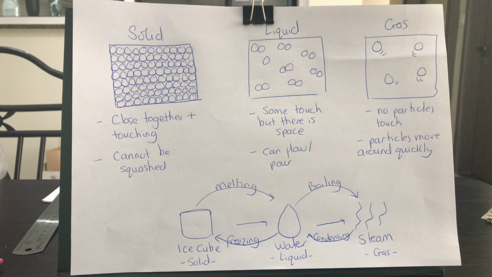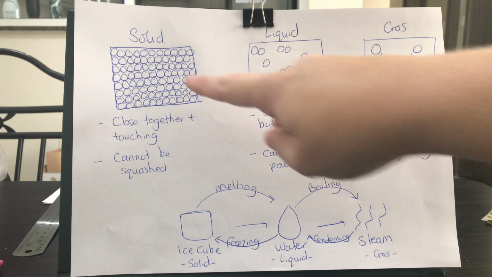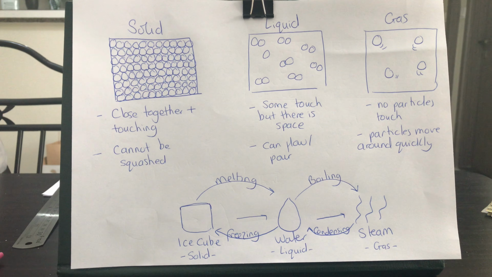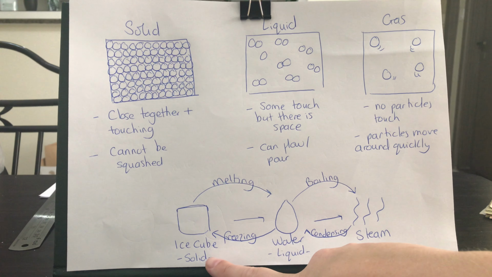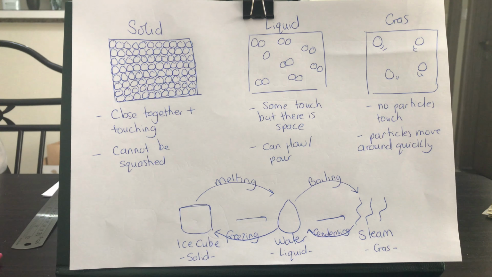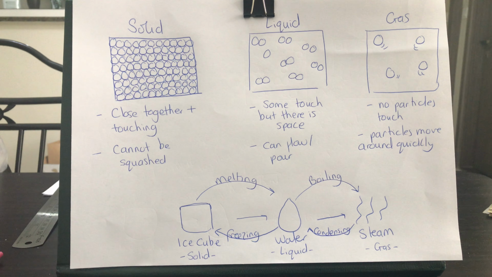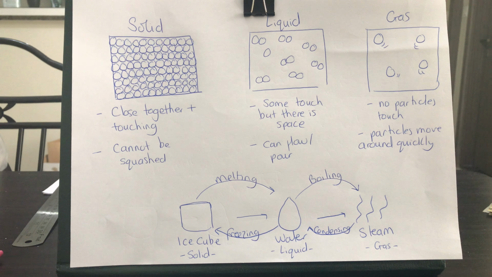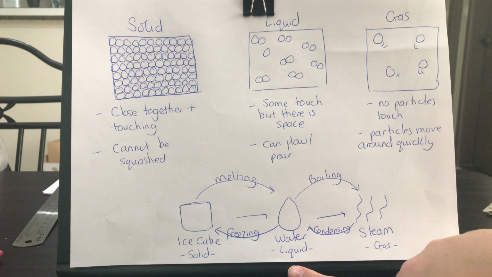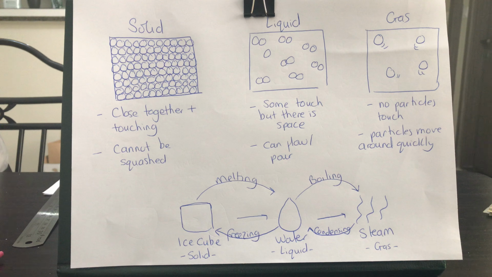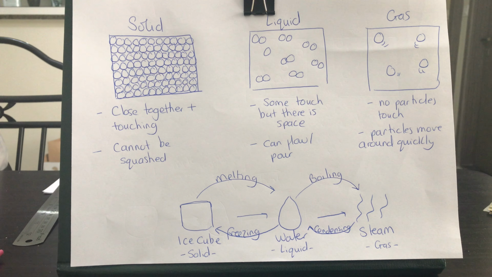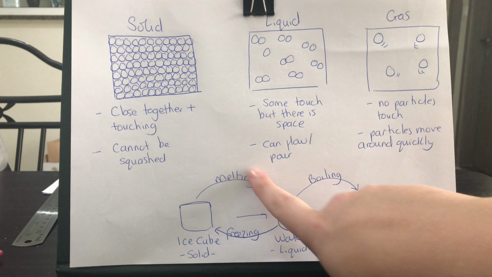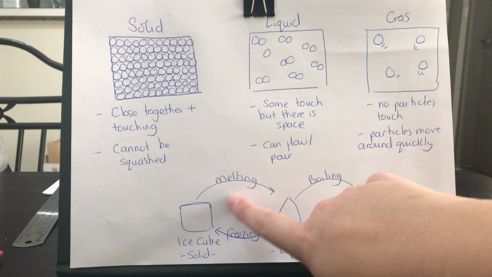Now materials and objects can go between all three of these. So if you think of an ice cube that you get out of the freezer, how do you turn it into water? What do you have to do? To go from an ice cube to water, we have to heat it up, don't we? You leave it on the side, you take it out of the cold and it melts. So going from a solid to a liquid is called melting.